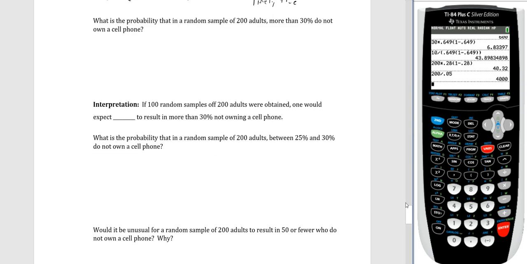What is the probability that in a random sample of 200 adults, more than 30% do not own a cell phone? So with that sample size, more than 30% do not own a cell phone. All right, now remember, just seeing that percentage does not mean that we're dealing with an area. That actual 30% is relating to how many do not own a cell phone. That's going to be a value on my axis.